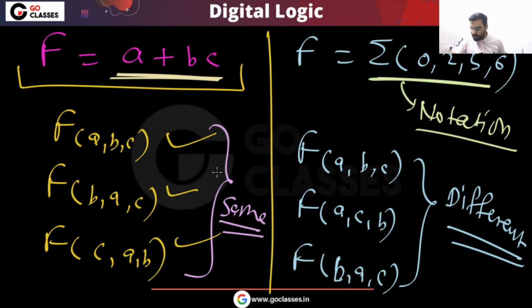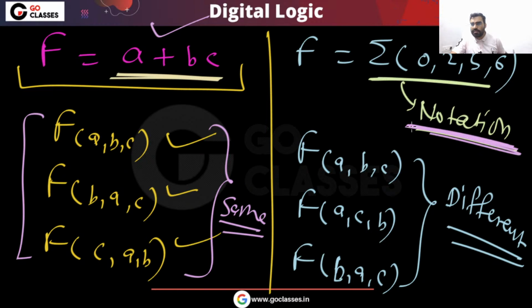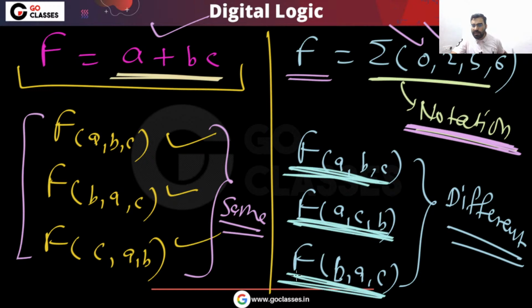Is this clear to everyone? Please let me know. So if an expression is given to you in terms of variables, all these are the same. It does not change. But if I give you this notation, then the order matters. Then all these functions will be different. This function will be different from this function, and this function will be different from this function.